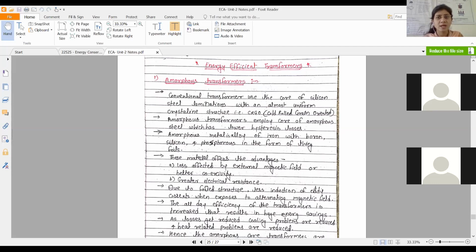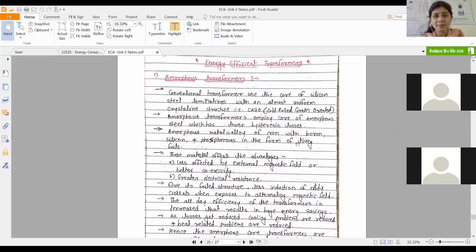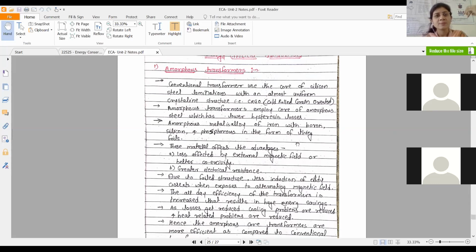The energy efficient transformers are different from the conventional transformers. In the designing of this type of transformer, various materials are used. In this topic, energy efficient transformer, we discuss two types of transformer. First is the amorphous transformer, and another is the epoxy resin cast iron transformer. Out of that, I think the amorphous transformer we discussed in the energy conservation technique of the transformer.